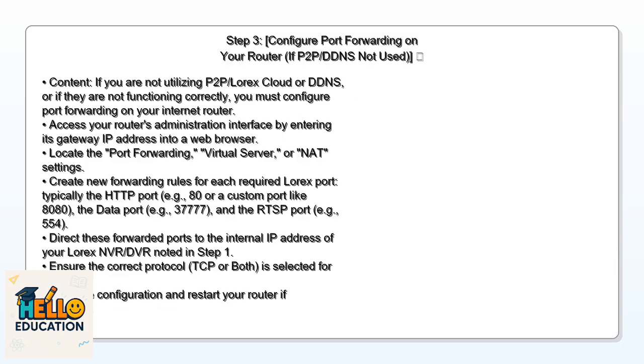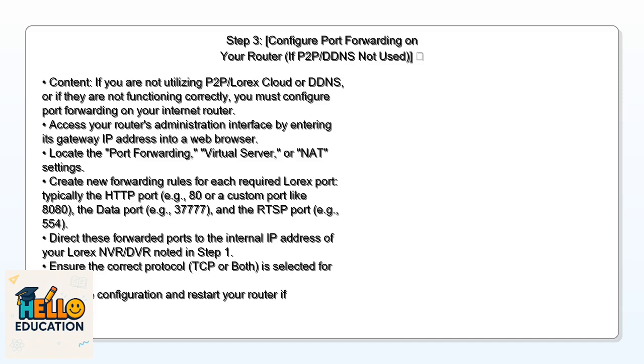Step three: configure port forwarding on your router. If you are not utilizing P2P, Lorex Cloud or DDNS, or if they are not functioning correctly, you must configure port forwarding on your internet router. Access your router's administration interface by entering its gateway IP address into a web browser. Look for the port forwarding, virtual server or NAT settings. Create new forwarding rules for each required Lorex port.